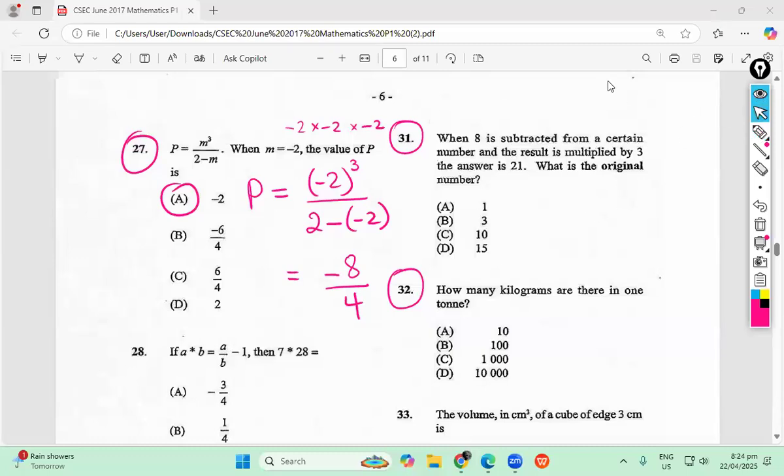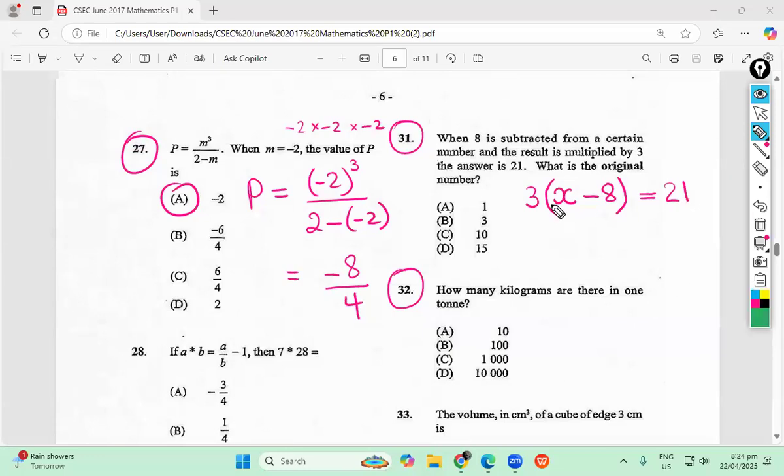Right? Number 31. They said that you have a certain number. We don't know this certain number, so we're just going to call it x. They said, if you take that value and -8, and then the whole result is multiplied by 3. You notice I sneak in my brackets there to show that afterwards, the whole thing is being multiplied by 3. They said the answer would be 21. They just want you to solve for x now.